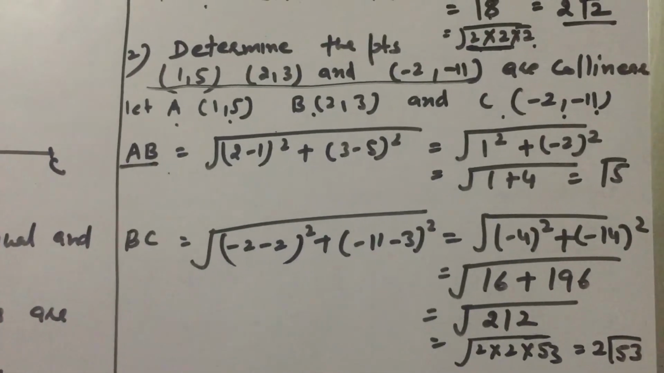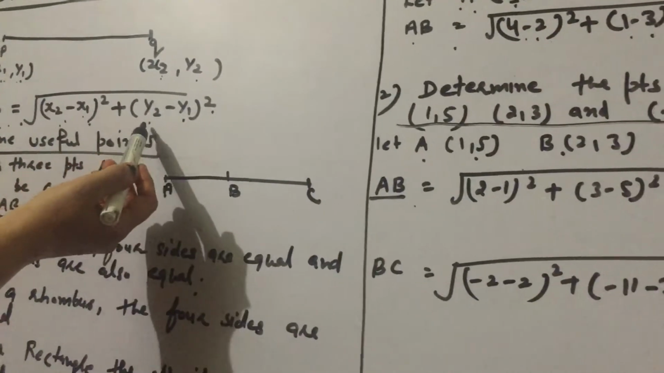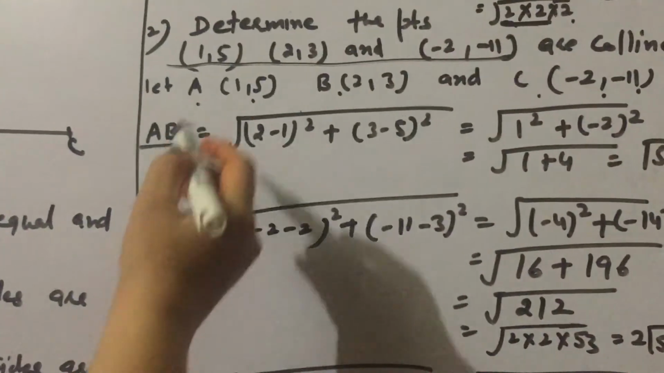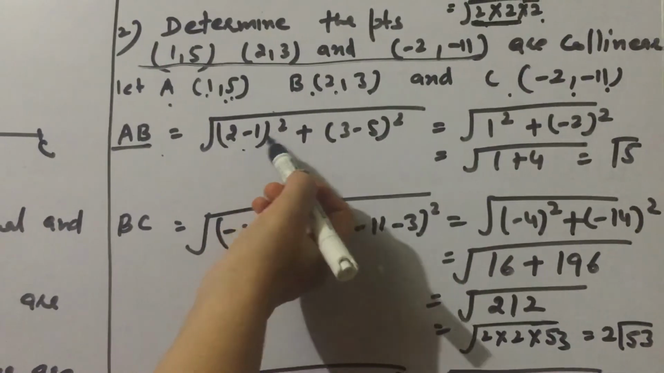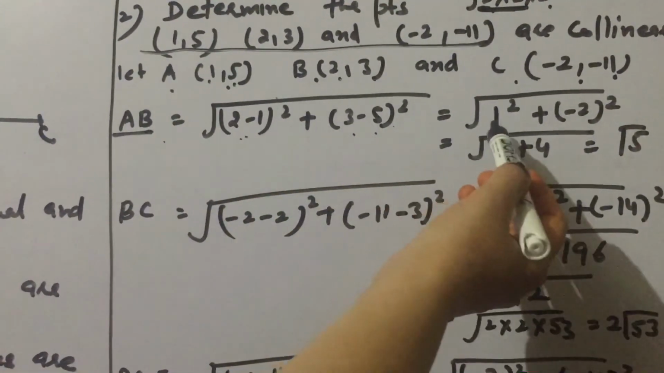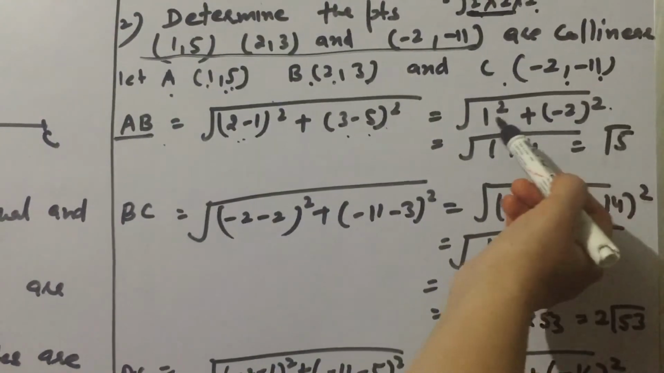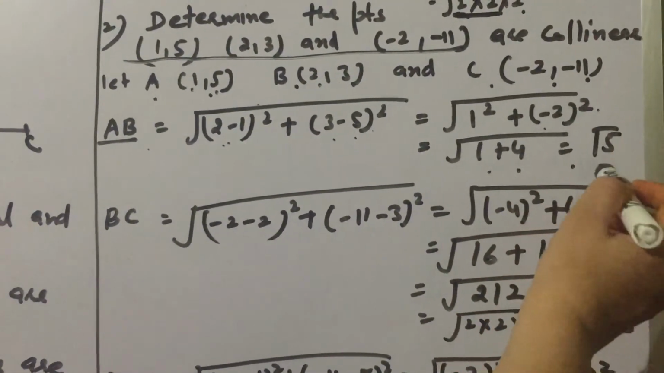First, the distance AB. What is the formula? The formula is the square root of (x2 minus x1) whole square plus (y2 minus y1) whole square. This is x1, y1, this is x2, y2. Put the values: 2 minus 1 whole square plus 3 minus 5 whole square. 2 minus 1 is 1, 1 square is 1, plus minus 2 whole square is 4. So it is root 5.